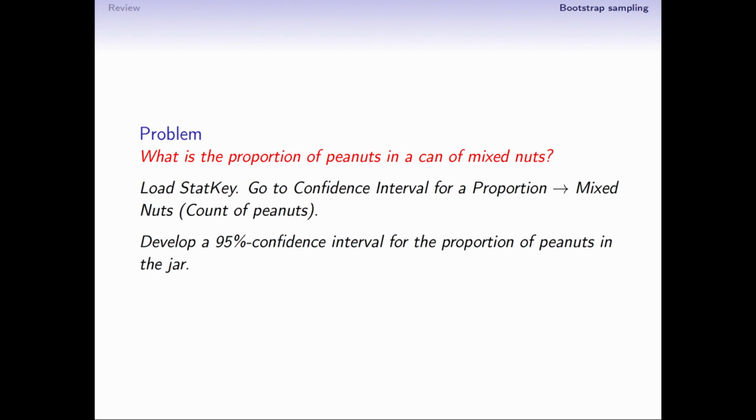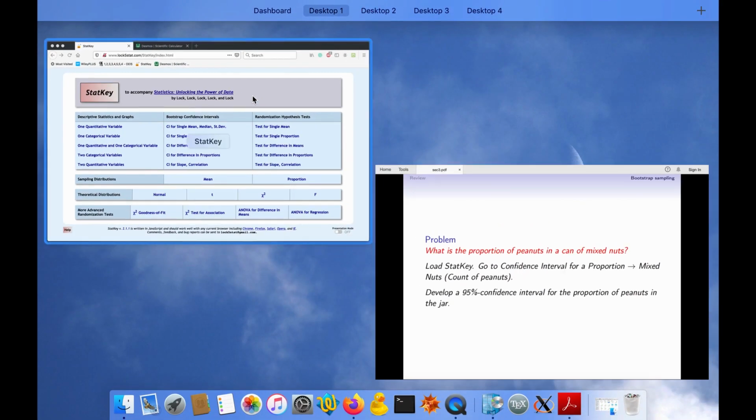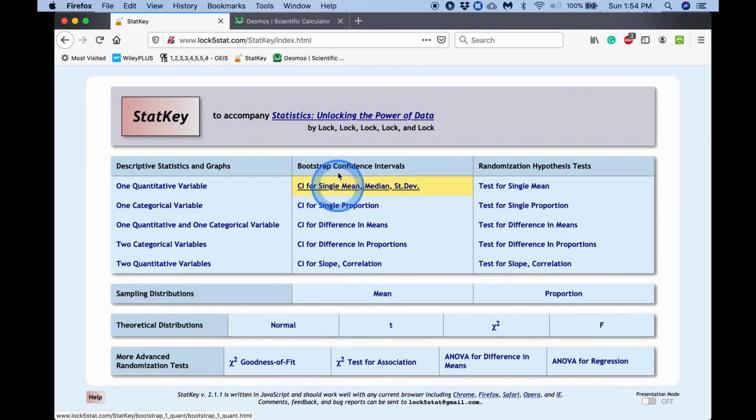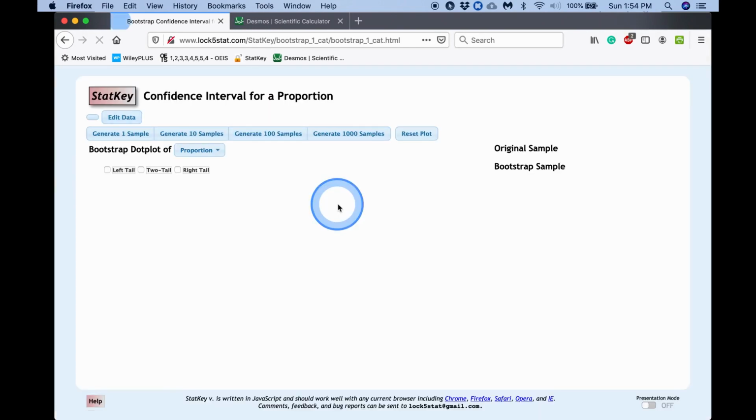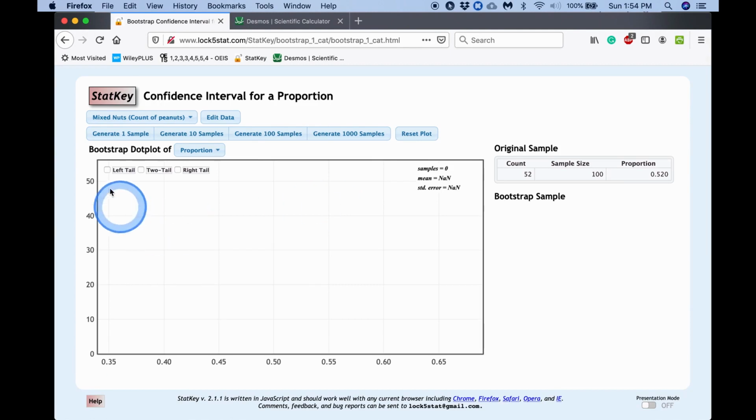We're going to go to confidence interval for a proportion, and we're going to look at the example called mixed nuts, count of peanuts. We're going to develop a 95% confidence interval for the proportion of peanuts in the jar based on a sample that was drawn. Let's take a look at this. So we go to StatKey, bootstrap confidence intervals, confidence interval for a single proportion, and we're interested in the file called mixed nuts, counts of peanuts. So there we are.